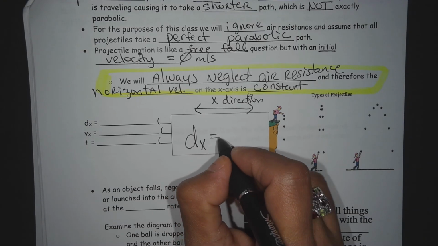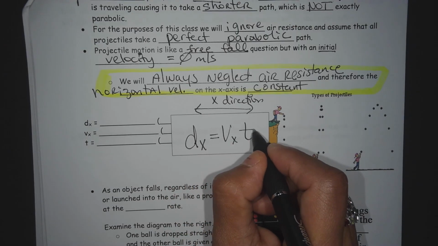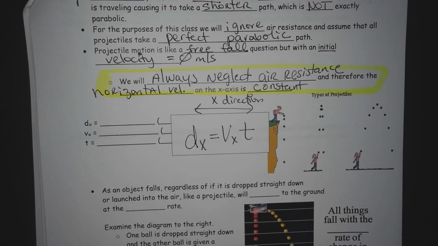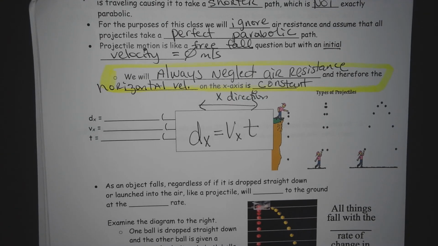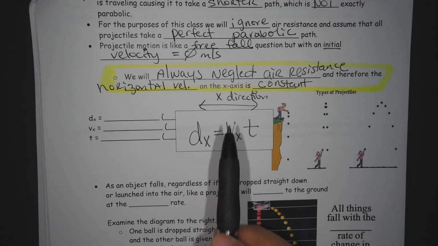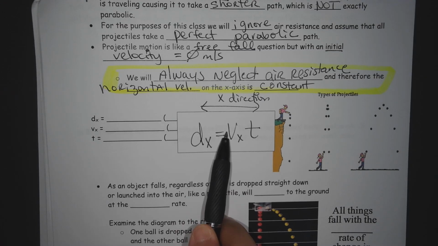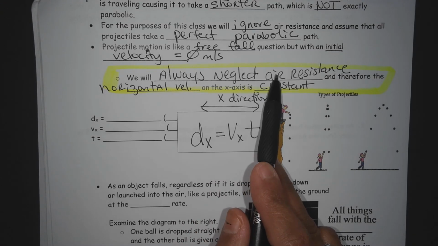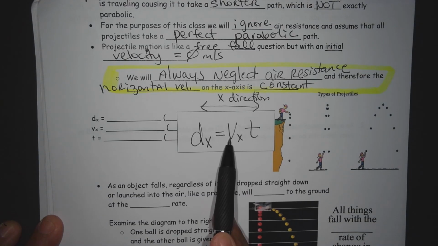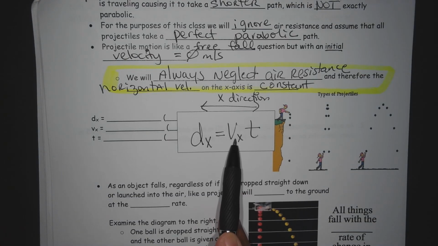Is dx equals vx times t. One more time. There is going to be one question like this on the quiz. The rest are going to be SOHCAHTOAs, Pythagoreans. In the x direction, because we are going to ignore air resistance, then we are going to say that velocity is going to be constant no matter what throughout the whole path.